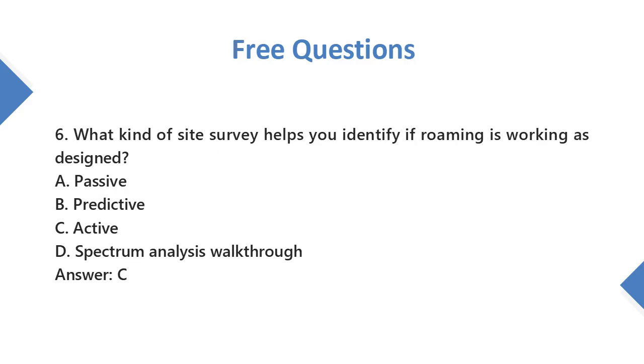6. What kind of site survey helps you identify if roaming is working as designed? A. Passive. B. Predictive. C. Active. D. Spectrum analysis walkthrough. Answer: C.